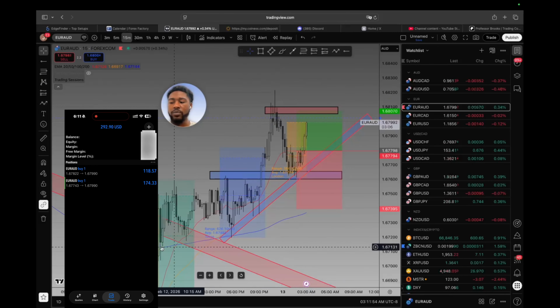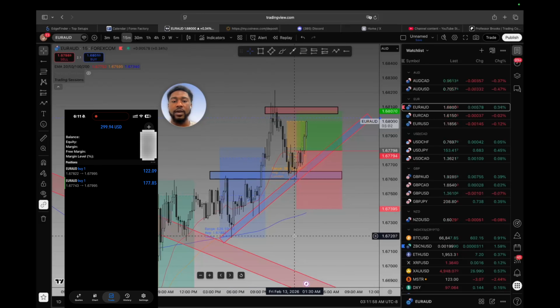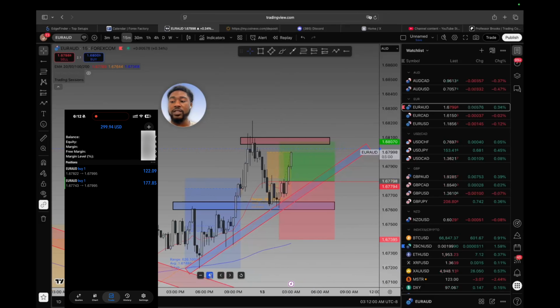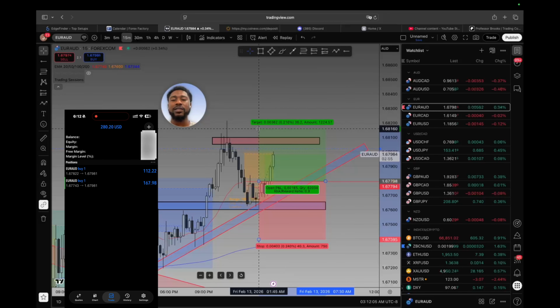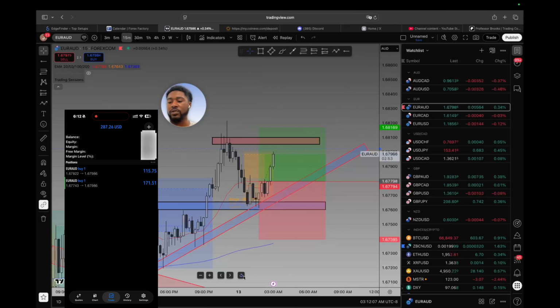I'm about to close out one position where this green profit target is. You guys see it's lighting up. I'm about to get ready to close out one position and let this second position run a little deeper. So that's what we're looking at right now.